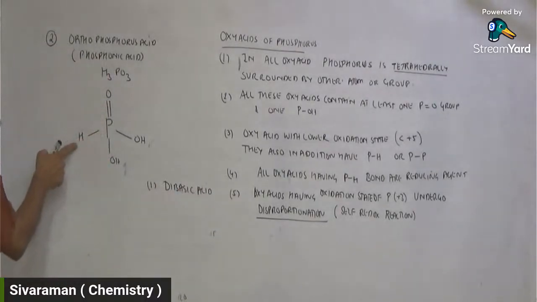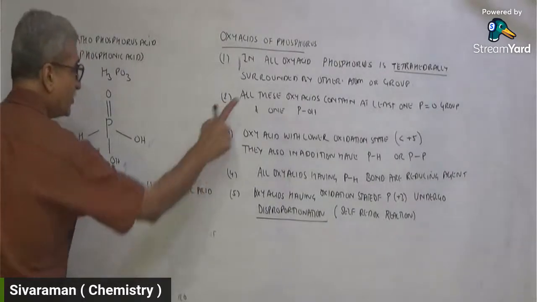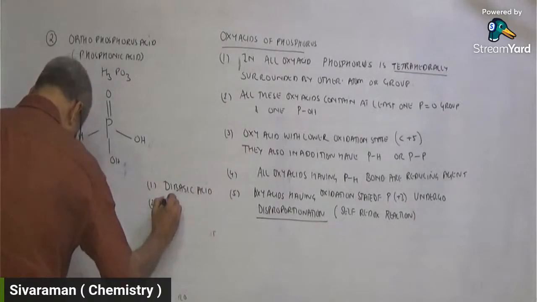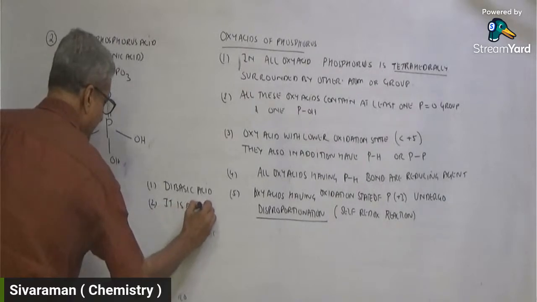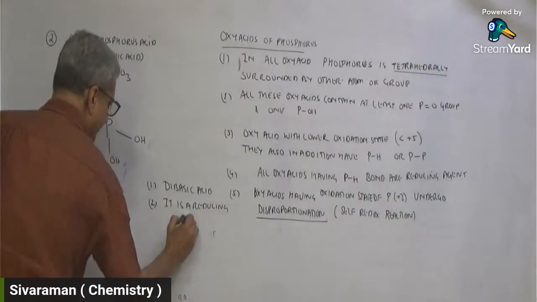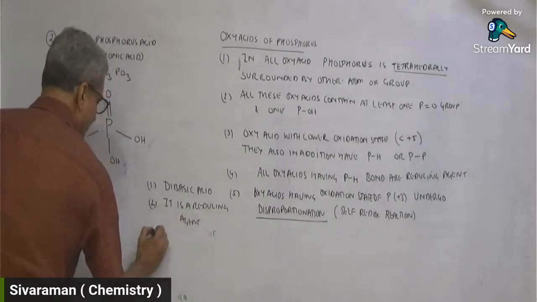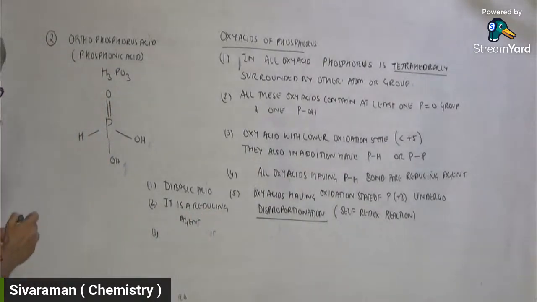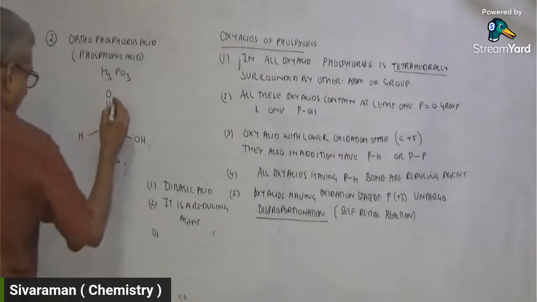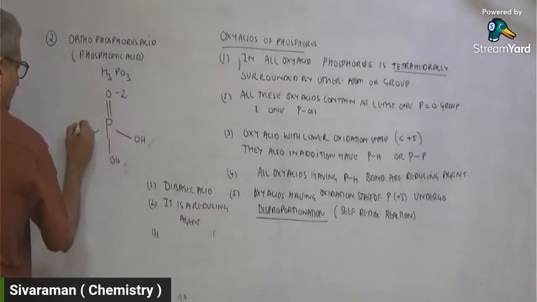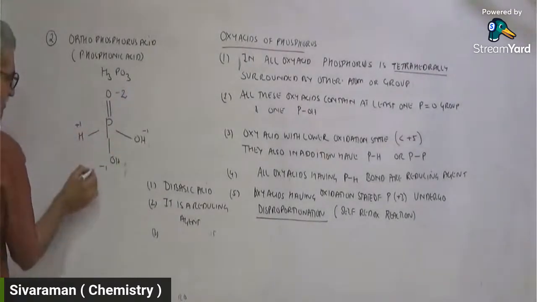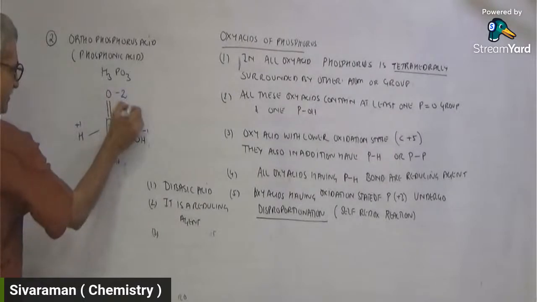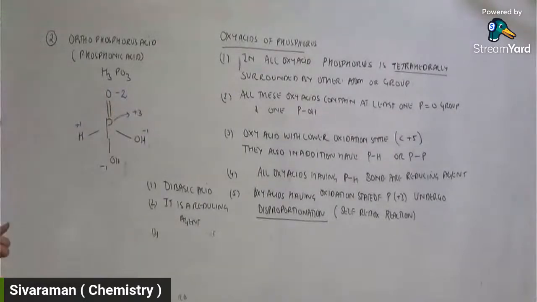Then you have a P-H bond. Automatically, from the rules that I have put over here, it is a reducing agent. Then the third one we can talk about is the oxidation state. Here oxygen has a charge of -2, and +1, -1 get cancelled. Phosphorus has an oxidation state of +3.